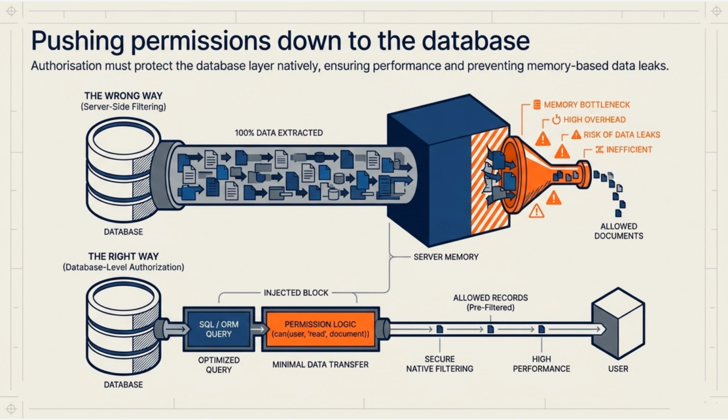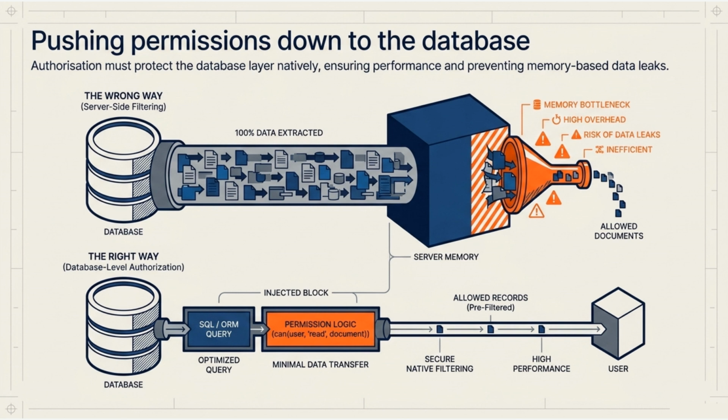Push permissions down to the database. The wrong way extracts 100% of the data into server memory, then filters, creating memory bottlenecks, high overhead, and leak risk. The right way injects permission logic into the SQL or ORM query, so only allowed records are transferred. Authorization must protect the data layer natively for both security and performance.